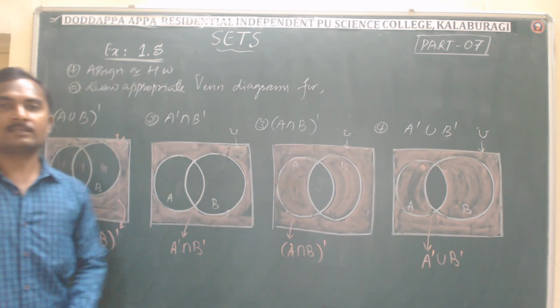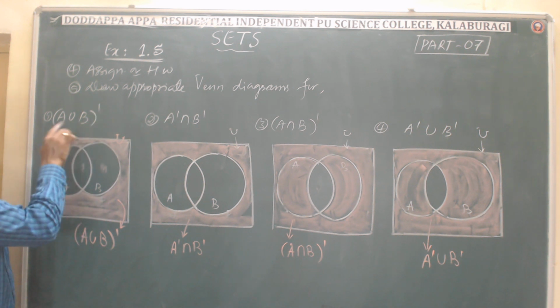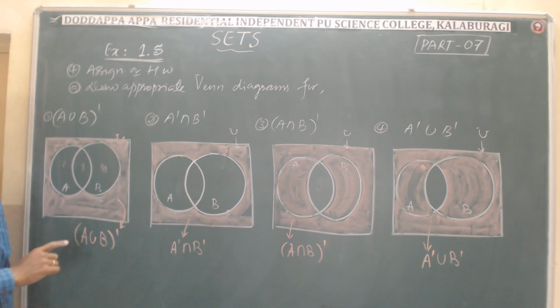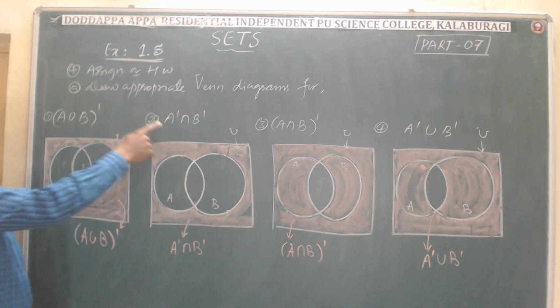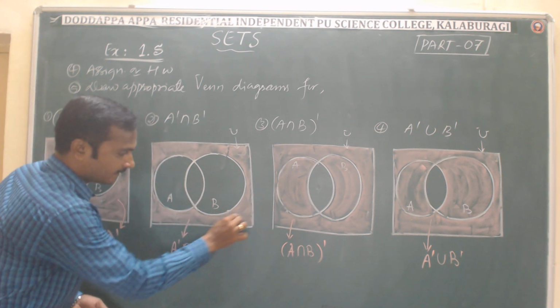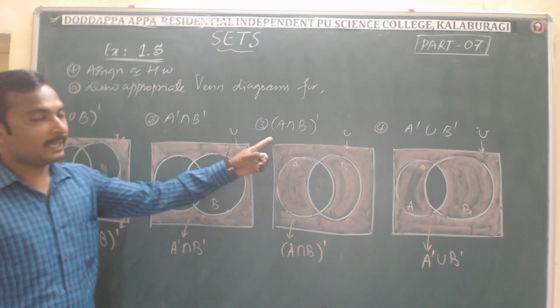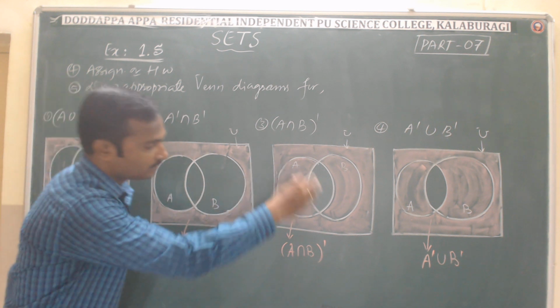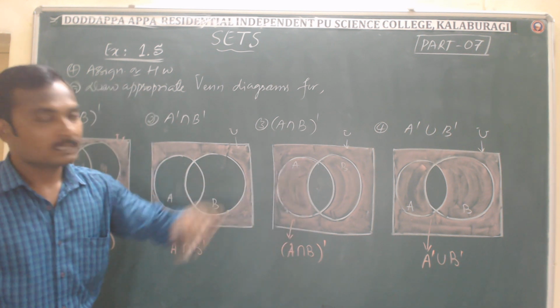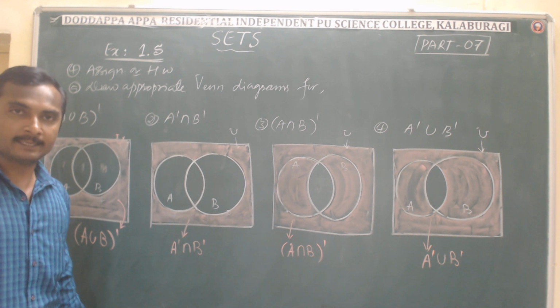Therefore, you can observe here that A union B whole complement, the complement of the union of two sets, is this shaded area. A complement intersection B complement is this shaded area. A intersection B whole complement is this shaded area. Similarly, A complement union B complement is the last shaded area. Note this.